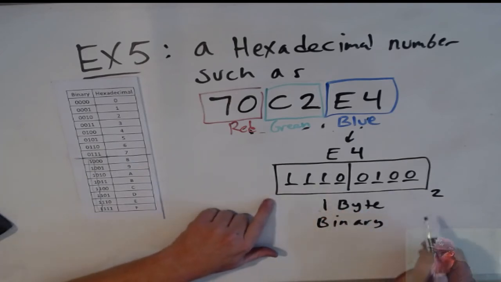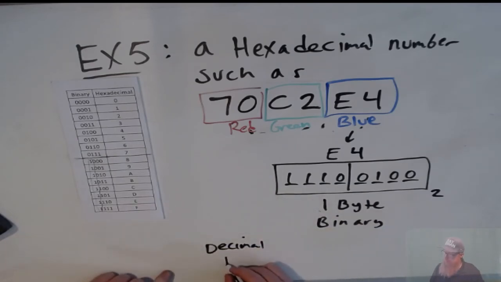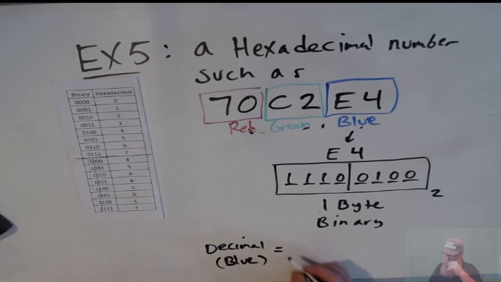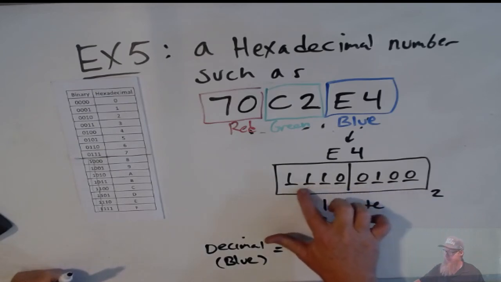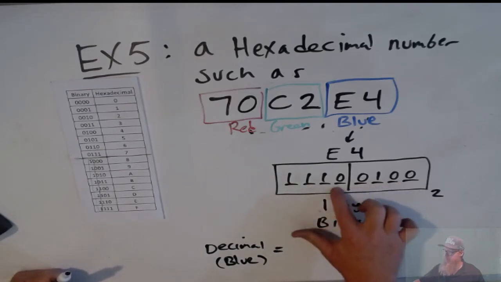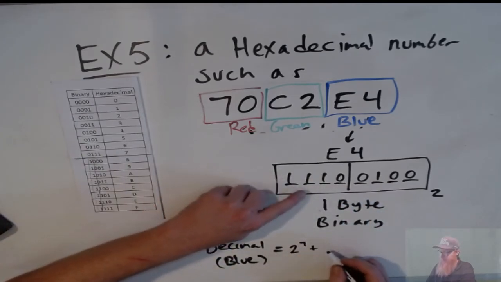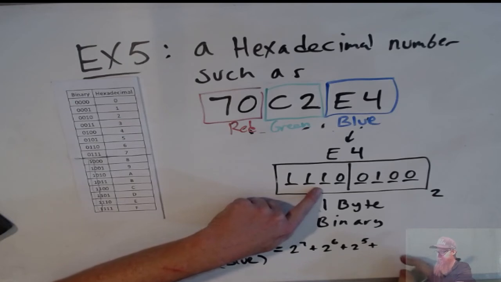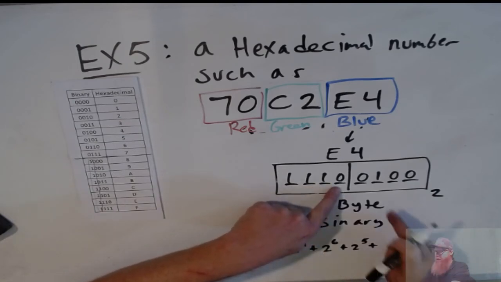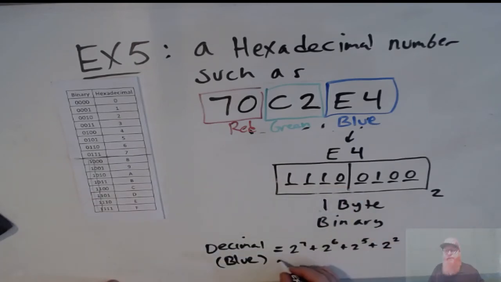So to convert this into decimal, and again, this is for blue. Let's count. We have 0, 1, 2, 3, 4, 5, 6. 0, 1, 2, 3, 4, 5, 6, 7. So that'd be 2 to the 7th plus 2 to the 6th plus 2 to the 5th. There is no 2 to the 4th. There is no 2 to the 3rd. There's 2 to the 2nd.